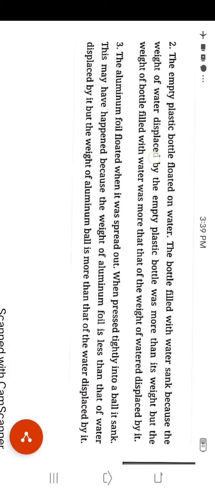Number two, the empty plastic bottle floated on water. The bottle filled with water sank because the weight of the water displaced by the empty plastic bottle was more than its weight. But the weight of the bottle filled with water is more than the weight of water displaced by it. Number three, the aluminium foil floated when it was spread out. When pressed tightly into a ball, it sank. This may have happened because the weight of aluminium foil is less than that of water displaced by it, but the weight of the aluminium ball is more than that of the water displaced by it.